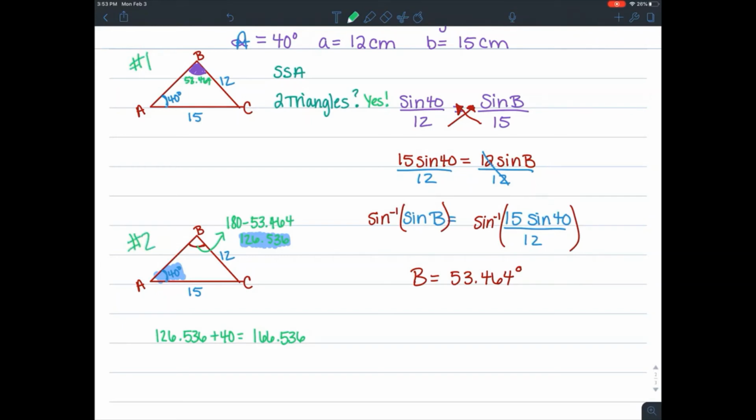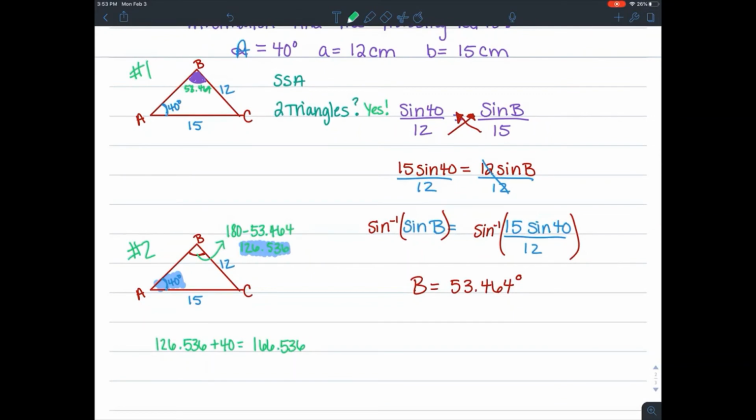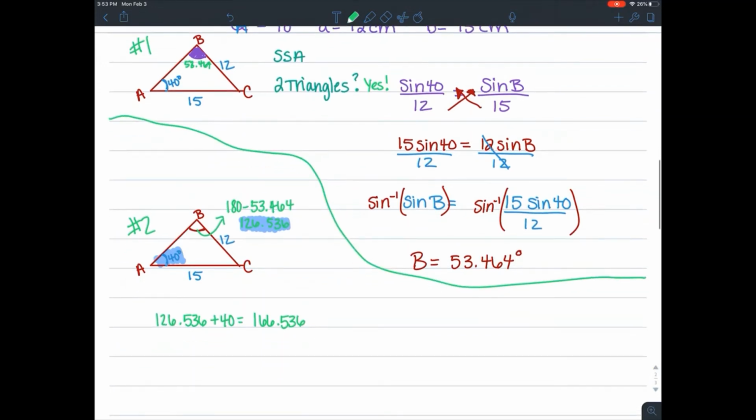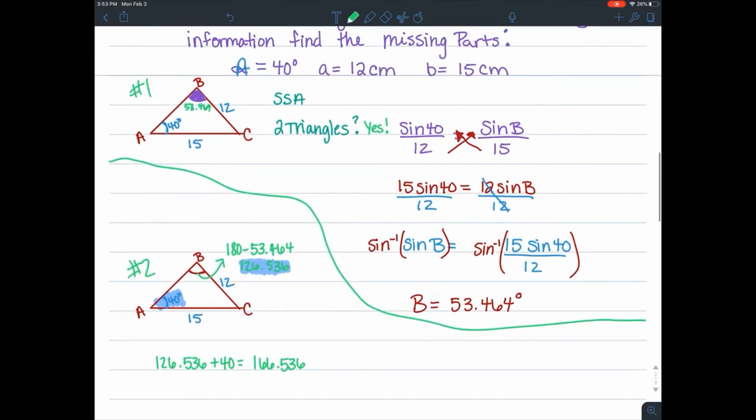All right, so we know that we can now find. So we found B. This is all for the first triangle. Okay, we found B. We have B in the second triangle. We need to find C of both. So how can we find the angles and side C? All right, so to get this missing angle, I'm going to do 180, because the angles add up to 180. So 180 minus 40 minus 53.464.